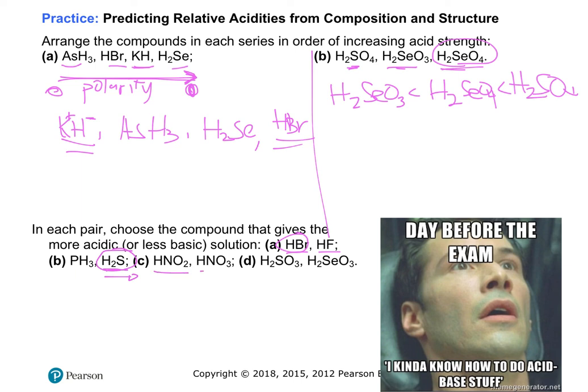Now, nitrous versus nitric acid. With these acids, the one that has more oxygens is more acidic, so nitric acid. And with the oxyacids here, we have sulfurous and selenous acid. They have the same number of oxygens, so we're going to be looking at the electronegativity, seeing which one's more electronegative. Well, sulfur is higher up, and so it has higher electronegativity, so sulfurous acid is stronger.